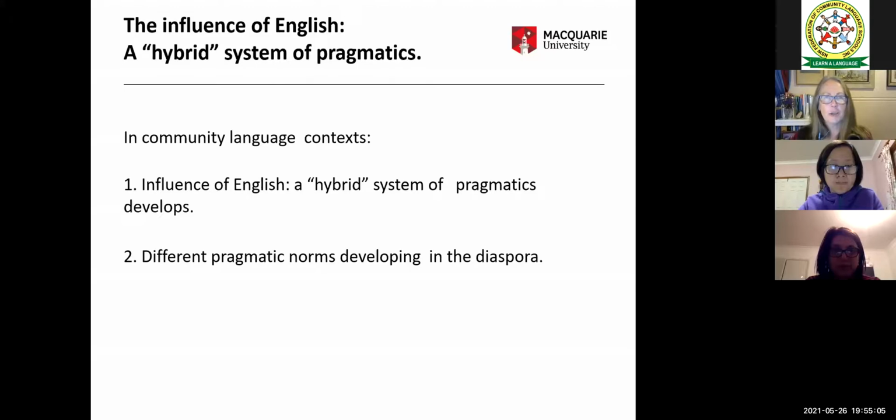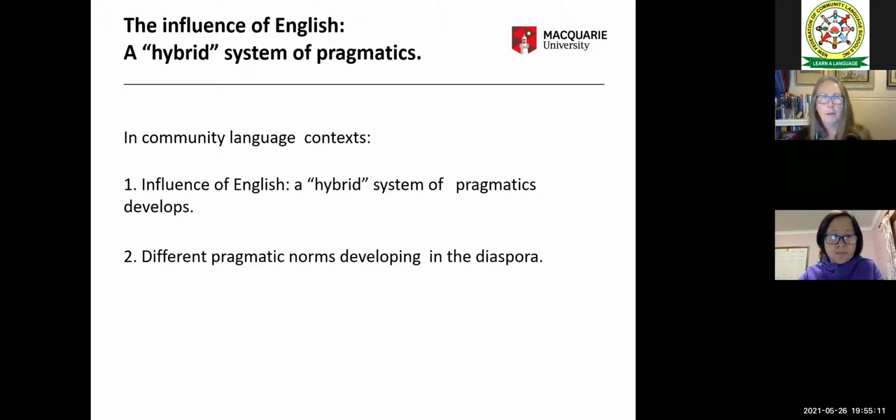Another thing which I don't have time to talk about in detail tonight, but it's very interesting, and I've done some research on this myself, is that within the diaspora, within the people living in Australia from these different countries, sometimes different pragmatic norms develop, right? Australian Greeks use a slightly different system of pragmatics to Greek Greeks because they've been here a very long time. And I think that's probably quite likely to be the case with many communities who have been here for a long time.